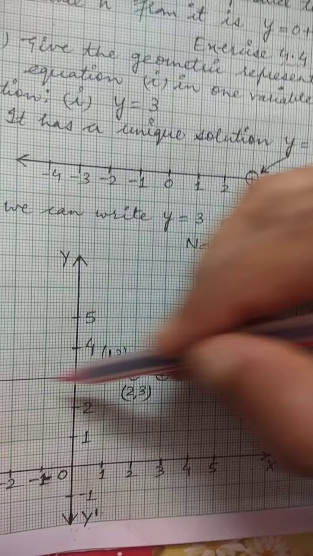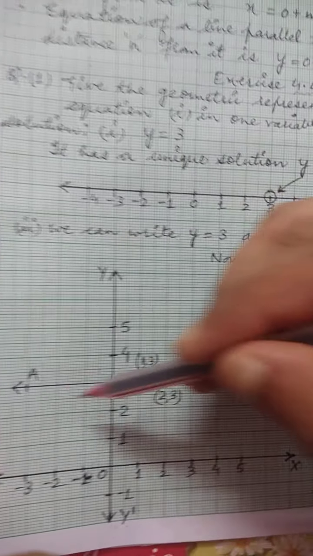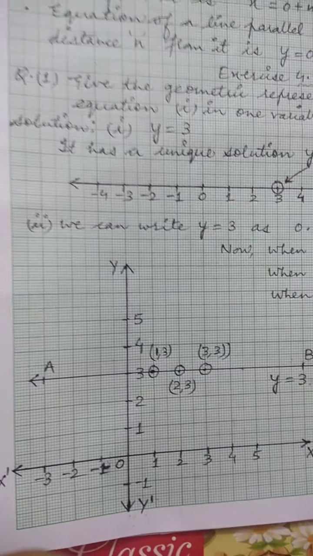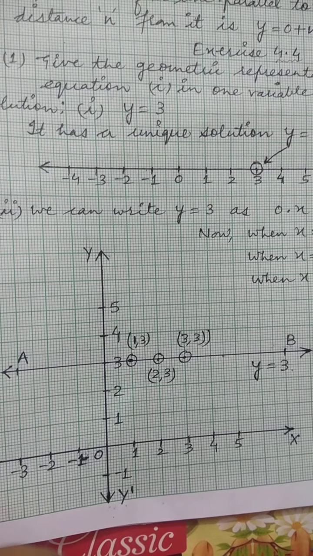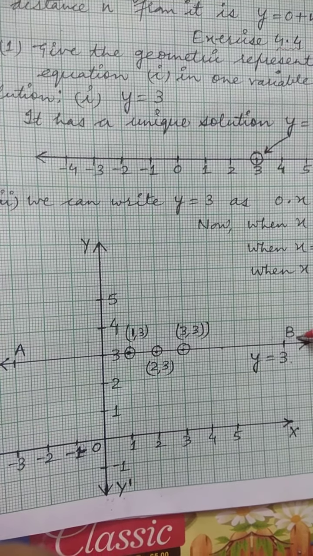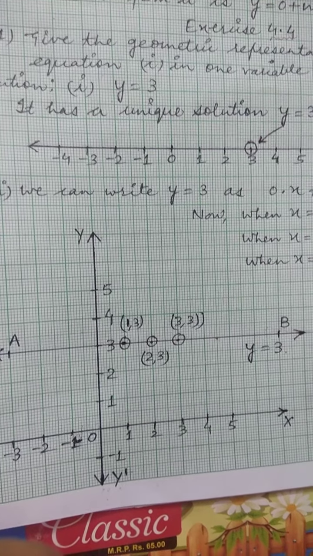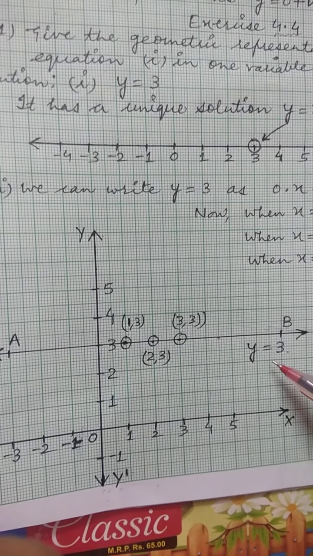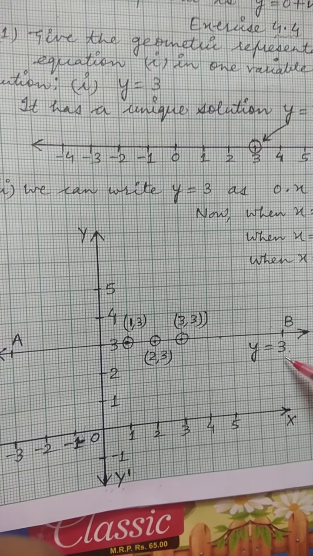When we join these points, you can see we get a straight line. We name the straight line AB, and this straight line represents the equation y equal to 3.